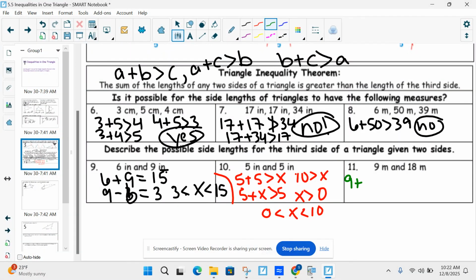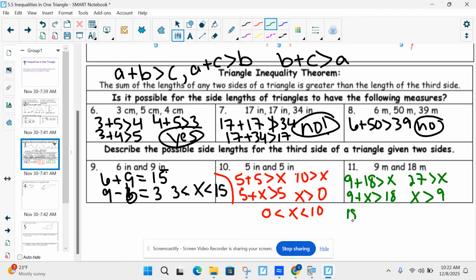9 plus 18 has to be greater than the third side. So 27 is greater than x, or x is less than 27. Then 9 plus x is greater than 18. So that means if you subtract the 9 over, x is greater than 9.